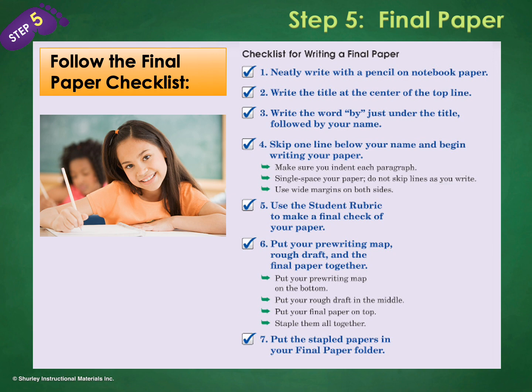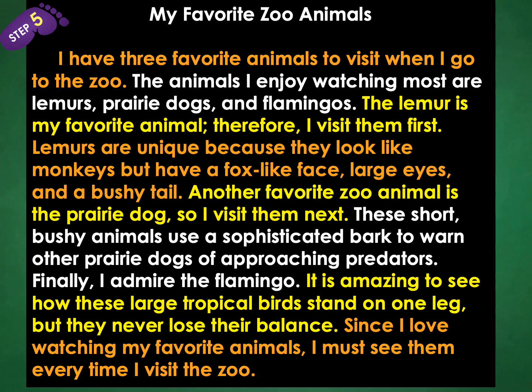Now let's return to the final paper checklist. Once students have completed number 5, using the student rubric to make a final check of their paper, they will put their pre-writing map, rough draft, and the final paper they have written in their final paper folder to be graded. Here's an example. You might recognize it.